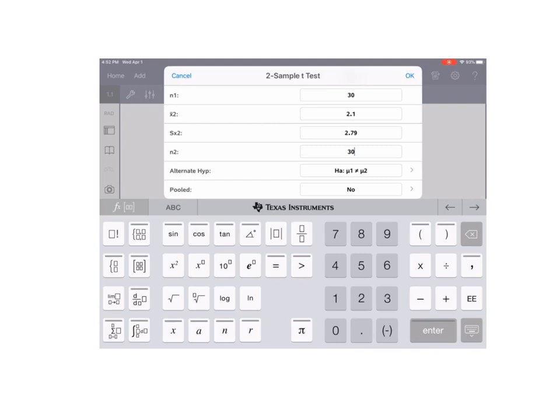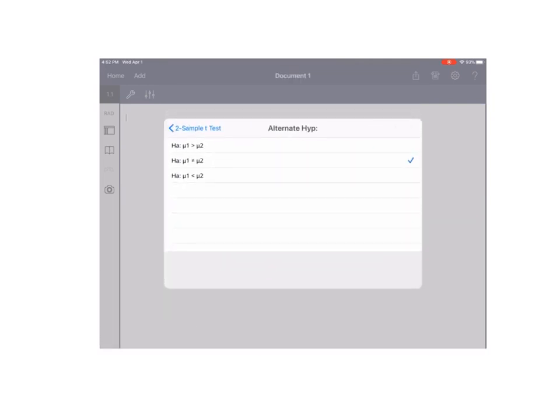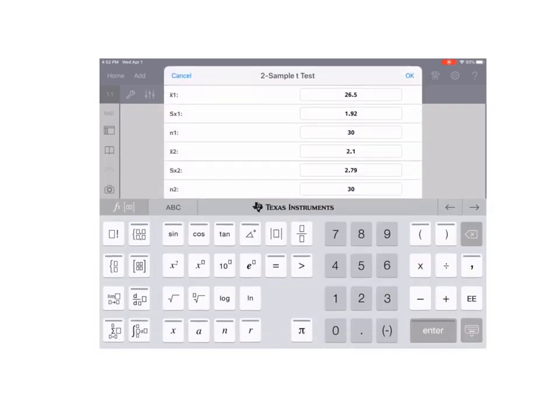Now be careful here with the alternate hypothesis. We had mu1 minus mu2 is greater than 0. When you look at the options here, you'll see that that isn't one of the options. So you have to select the appropriate one, which is mu1 greater than mu2. That's what we're testing. Do the helium balloons lose circumference faster?